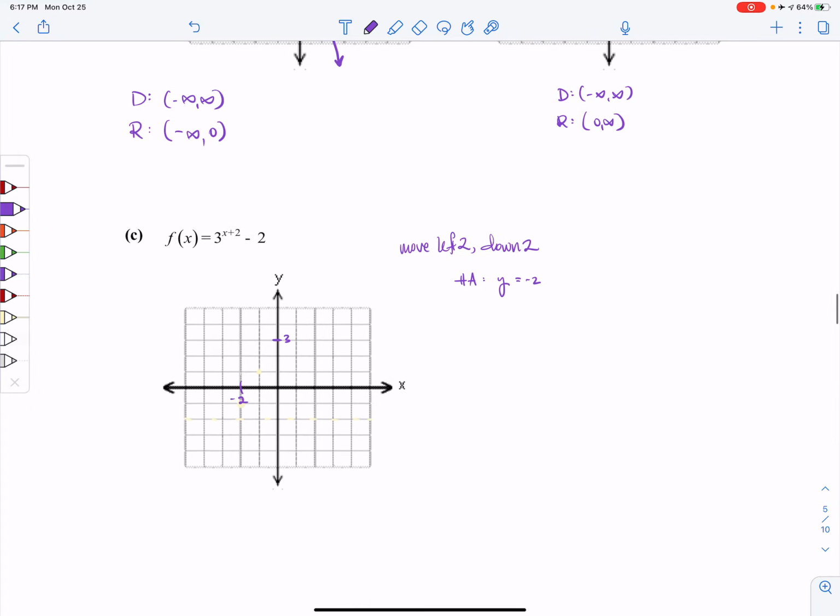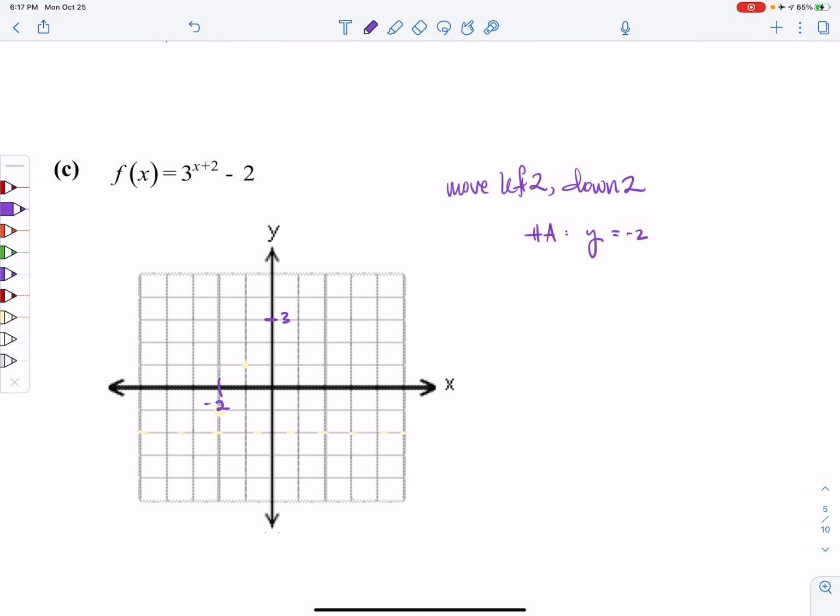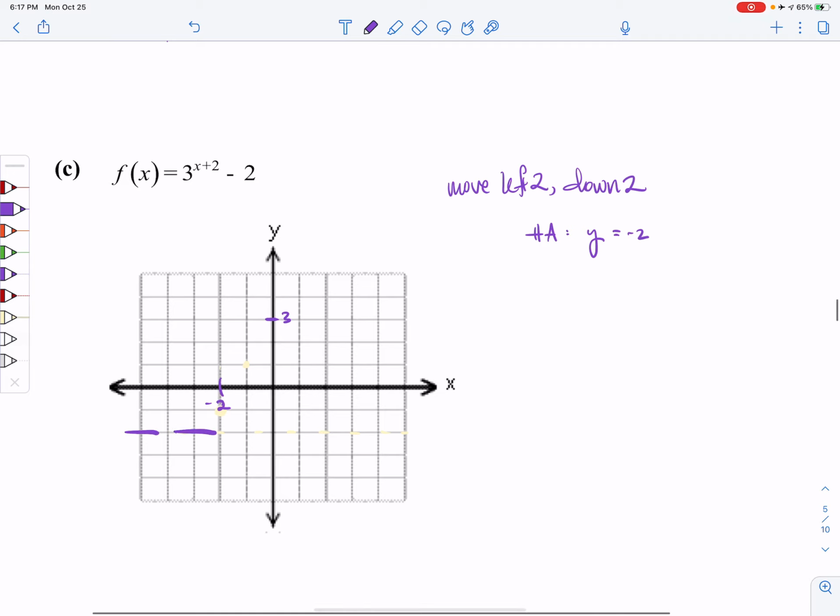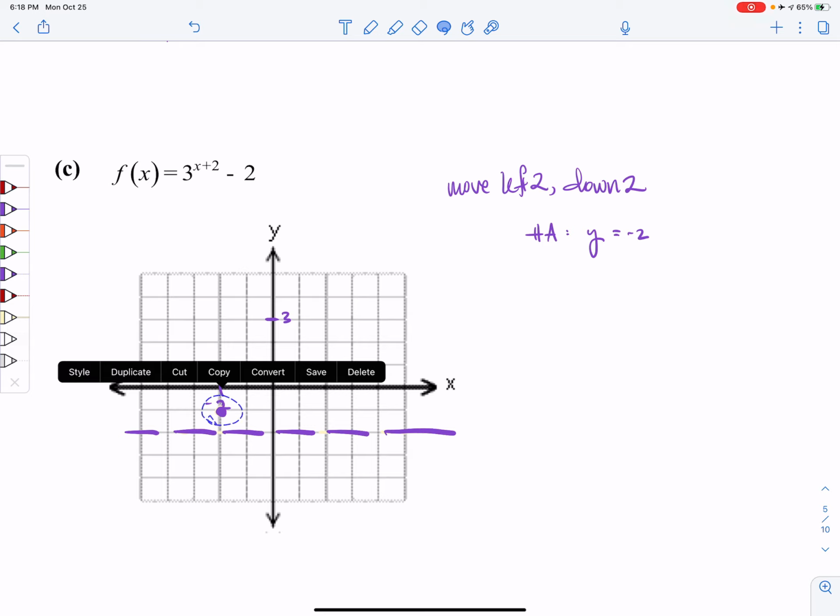All right, part C is a little bit more involved. This one, what's on the inside tells me to move to the left 2. What's on the outside tells me to move down 2. So when I move down 2, my horizontal asymptote is finally going to look a little different. Just shifting my horizontal asymptote to the left 2 won't change it, but shifting down 2 will change it. So let's remember, we had the coordinate 0, 1, but we want to take this coordinate and we're going to shift it to the left 2, and we're going to shift it down 2.